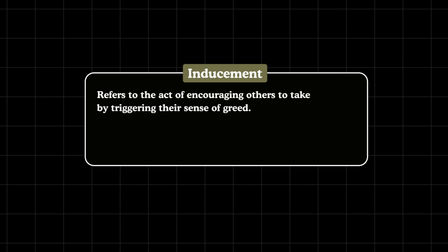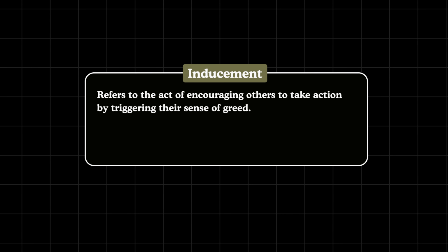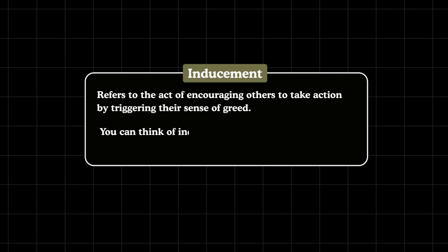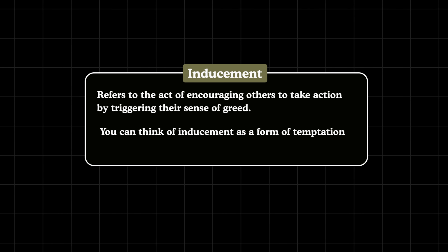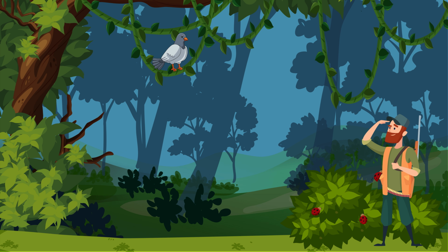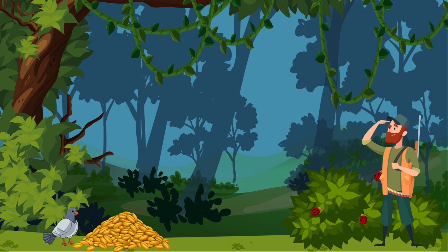Welcome back, traders. Inducement refers to the act of encouraging others to take action by triggering their sense of greed. You can think of inducement as a form of temptation, like a hunter laying a trap by placing food in a net to lure the prey. The prey, attracted by the grains, walks into the trap, making it easier for the hunter to catch it. In this example, the grains act as the inducement.